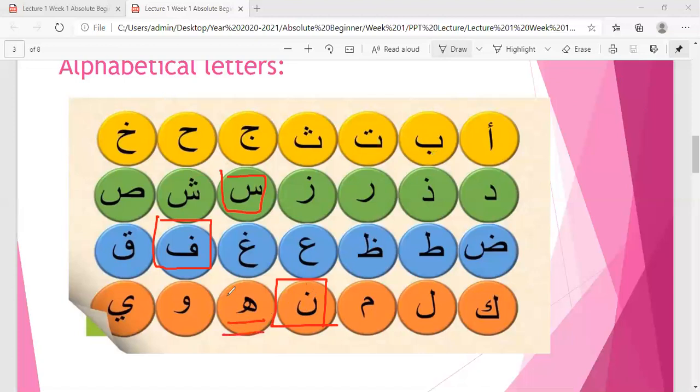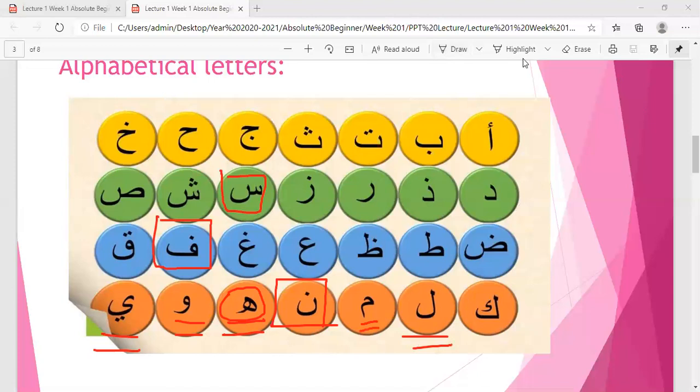Your name, the first letter of your name? Ha. Yes, ha, okay? This is what? Wa. This is what? Ya. This is what? Ma. This is what? La. Great. Did you get the letters now as a starting point? Yes. Okay, let's go to the short sounds and long sounds.